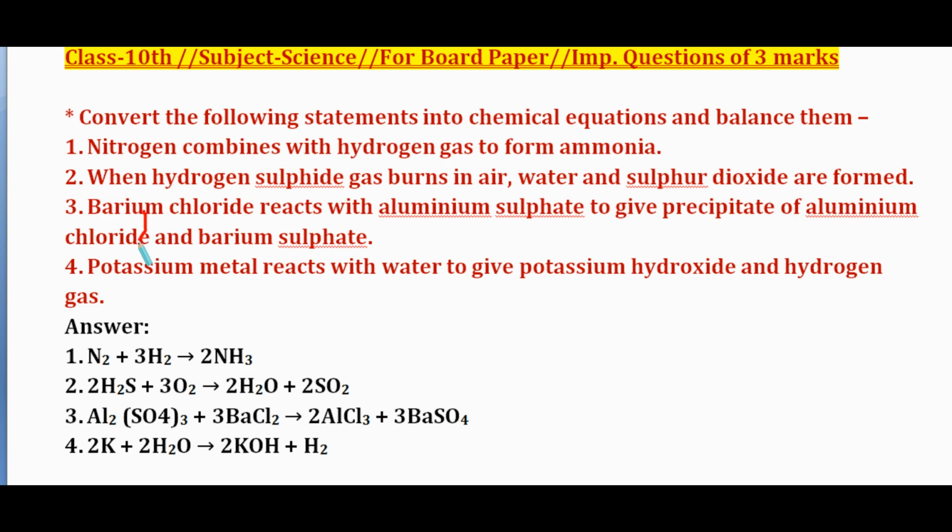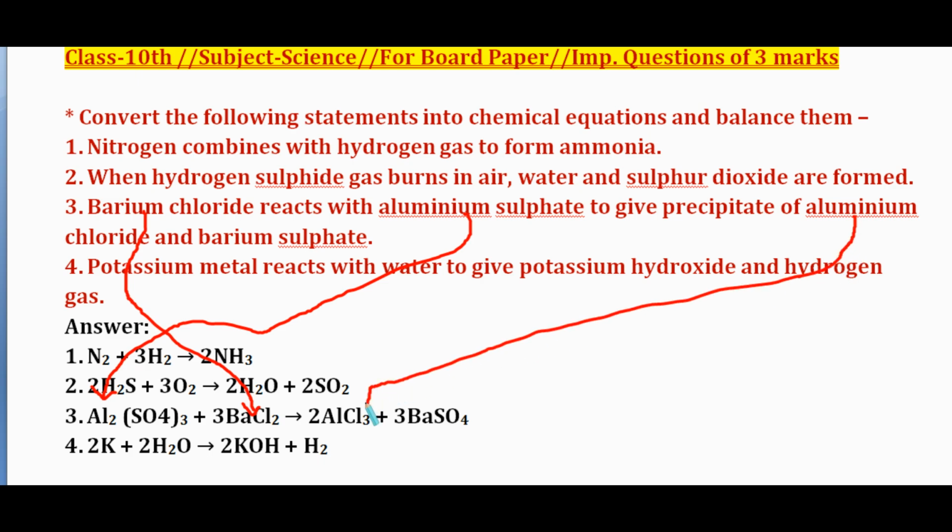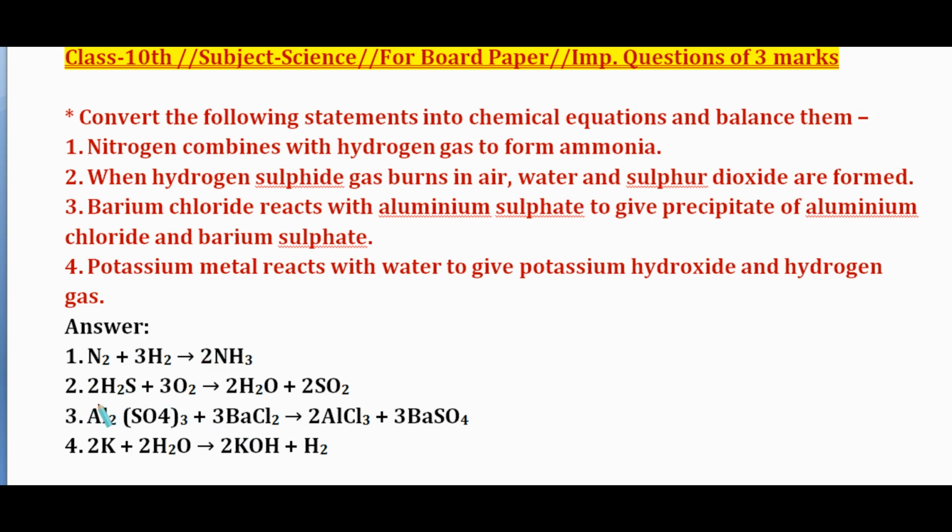Next is barium chloride reacts with aluminum sulfate to give precipitate of aluminum chloride and barium sulfate. Now barium chloride is BaCl2. Next is aluminum sulfate, this is Al2(SO4)3. It forms aluminum chloride, that is AlCl3, and barium sulfate, that is BaSO4. Then balance the equation, equating the number of elements in both sides.